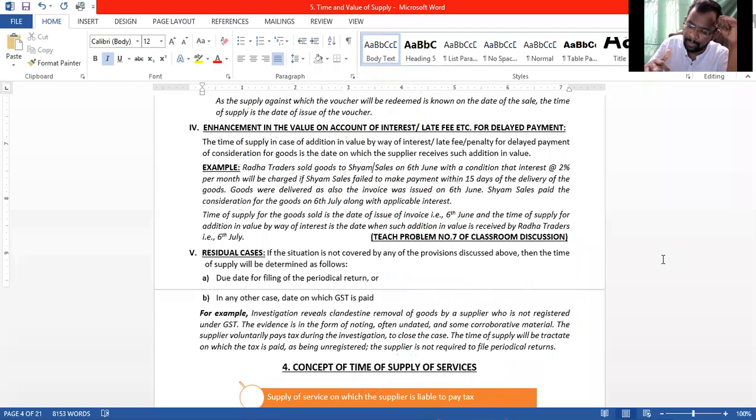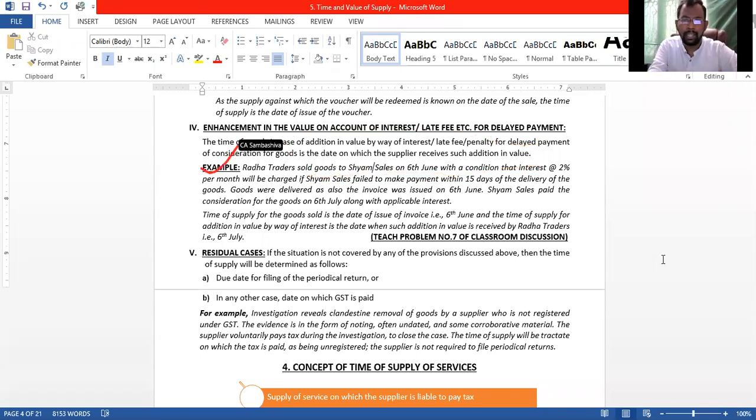Right. So see, sir, the time of supply in the case of addition in value by way of interest or late fees or penalty for the delayed payment of consideration for the goods is the date on which the supplier receives such addition in value. That means the day on which you receive that late fee, that interest, that penalty, that will be your time of supply. Any doubts?